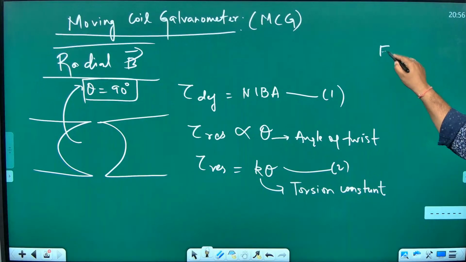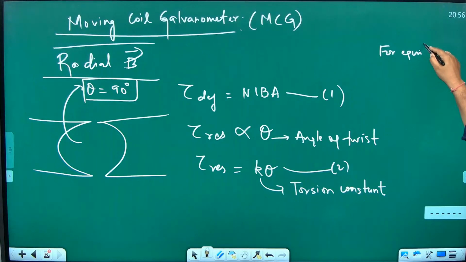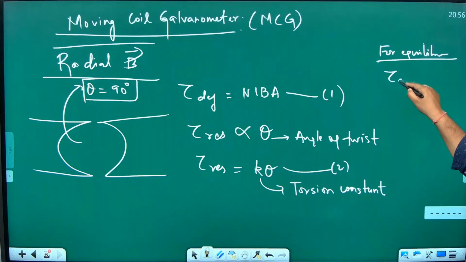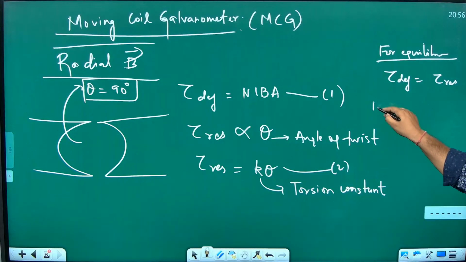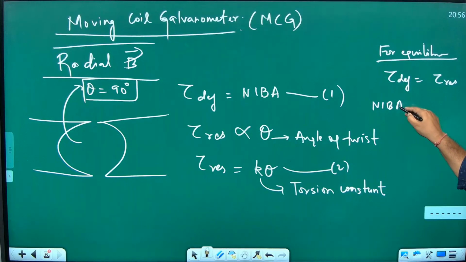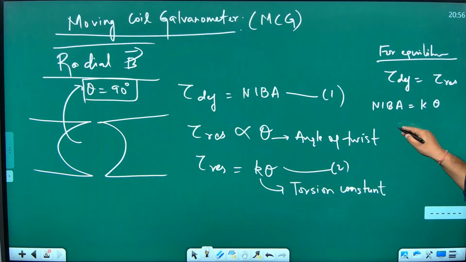So for equilibrium, torque of deflection must be equal to torque restoring, isn't it? So for equilibrium, what will I write? Tau deflection equal to tau restoring. So what am I going to get? NIBA equals to what? k theta. Now you will realize that theta became equal to NIBA by k.